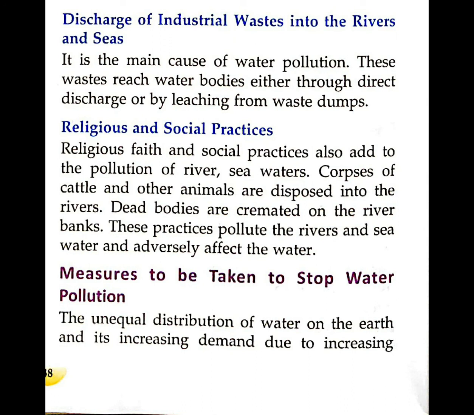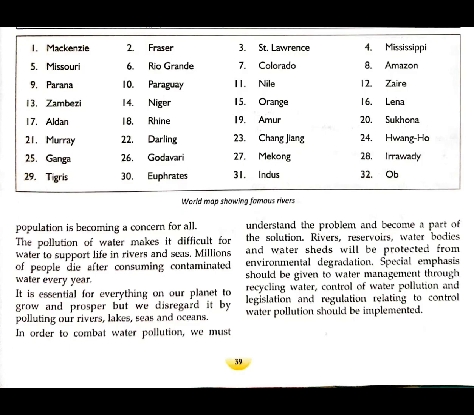Now the measures to be taken to stop water pollution. The unequal distribution of water on the earth and its increased demand due to the increase in population has become a concern for all. The pollution of water makes it difficult for water to support life in rivers and seas. Millions of people die after consuming contaminated water every year. Contaminated water means polluted water.